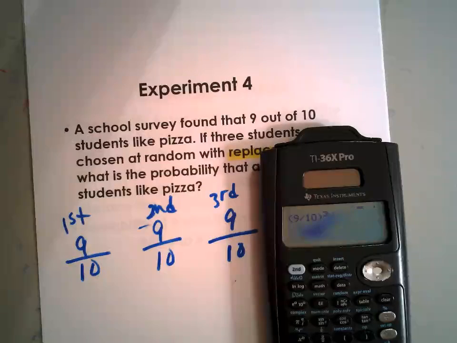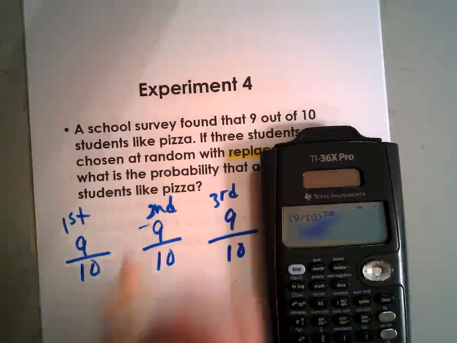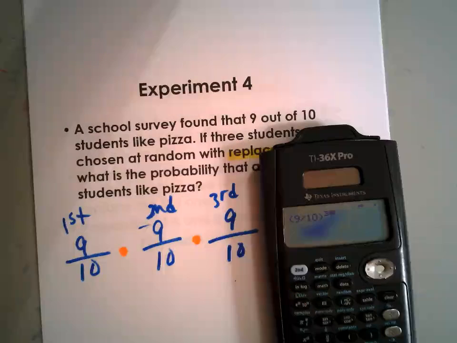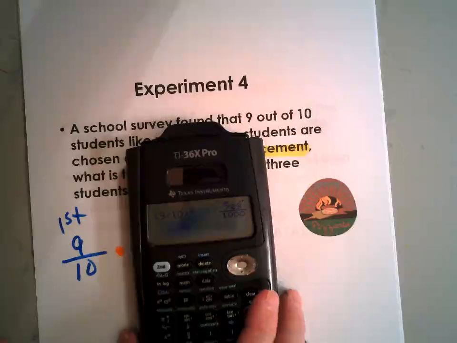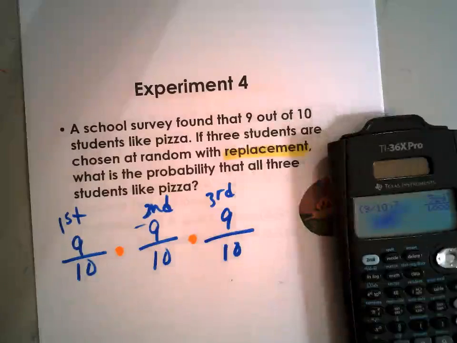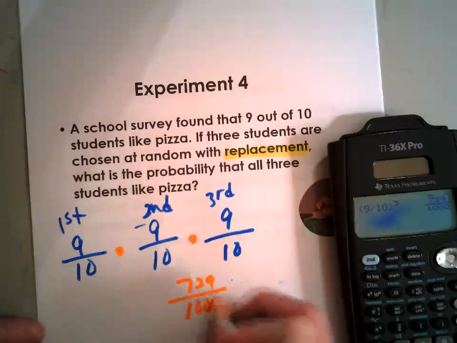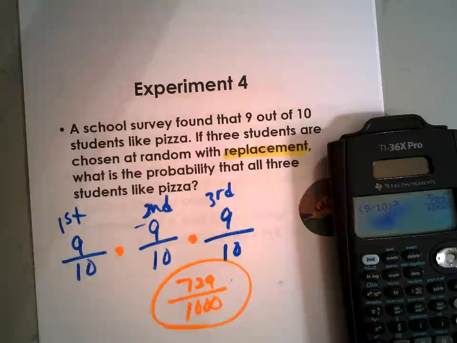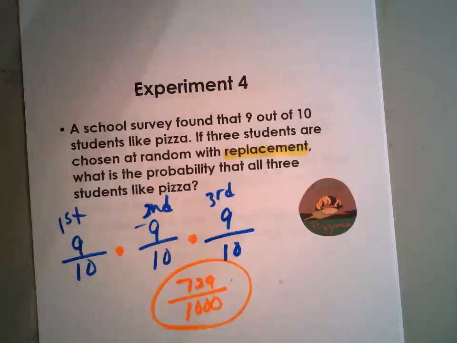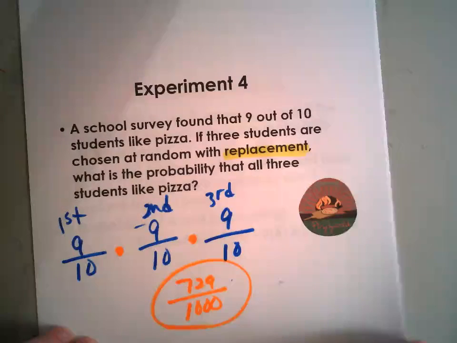There's 3 of them, right? They're being multiplied. So that gives us 729 out of 1,000. 729 out of 1,000 that would happen. So it's a pretty good chance that you get somebody who likes pizza all 3 times. 73% of the time, basically.